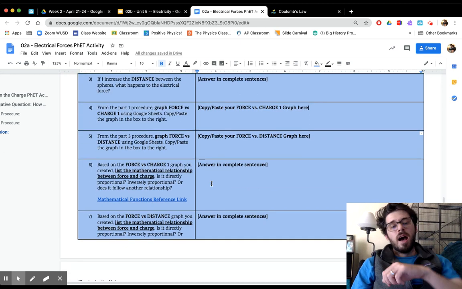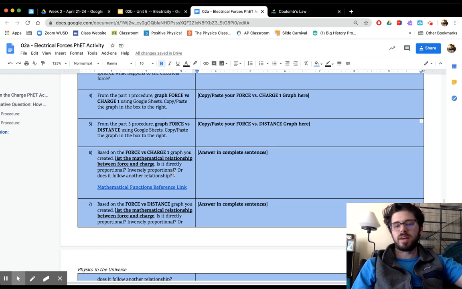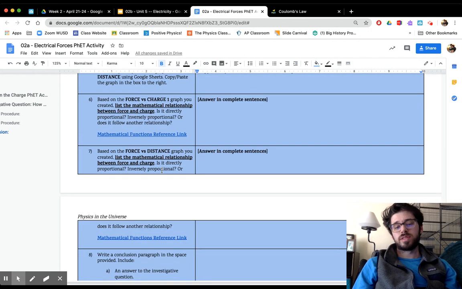Okay. Once you've copied and pasted the images, I want you to look at the images and ask yourself, what is the mathematical relationship between those variables that you just graphed? So for number 6, it asks you, what's the relationship between force and charge? Is it directly proportional, inversely proportional? Does it follow a different relationship? And then the same thing for force versus distance.